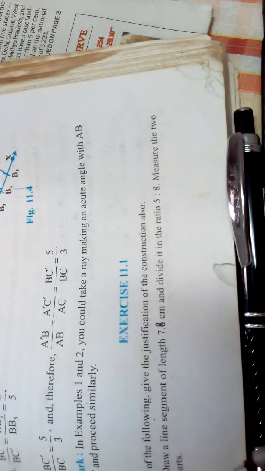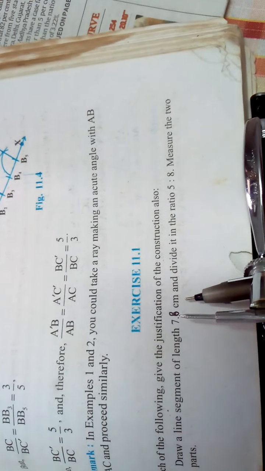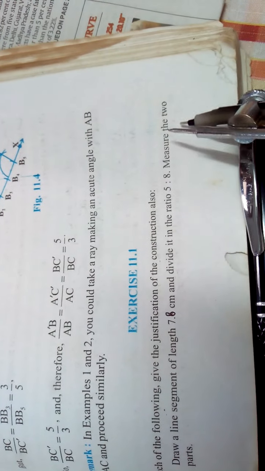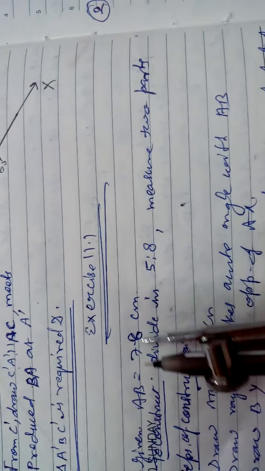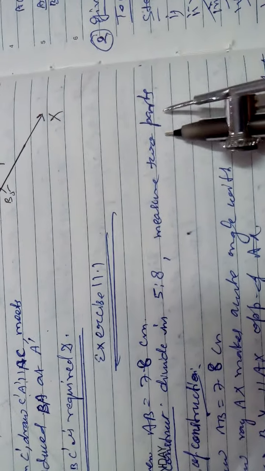Okay. Now you see exercise 11.1. Question number 1: draw a line segment of length 7.8 cm and divide it 5:8 and measure the two parts. Steps are like the previous. What is given you write: to construct 5:8, measure two parts.